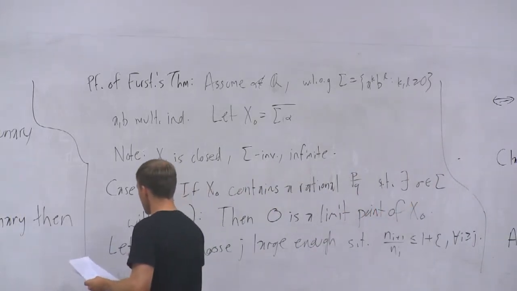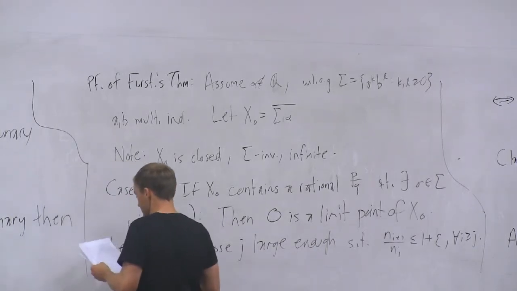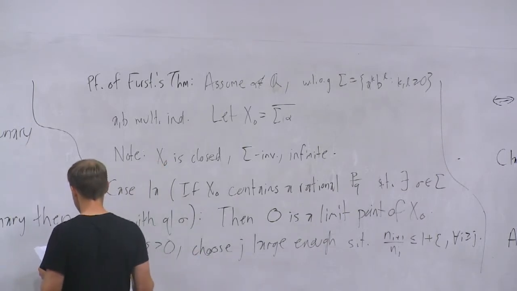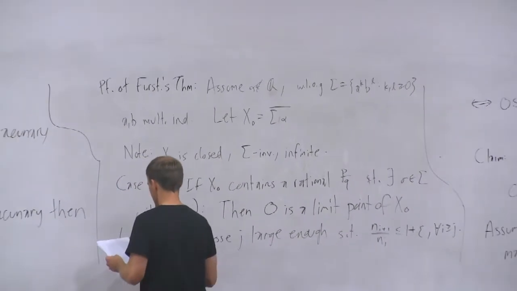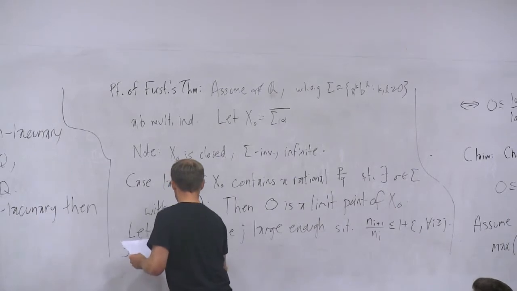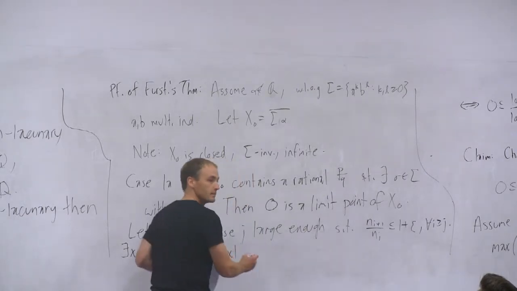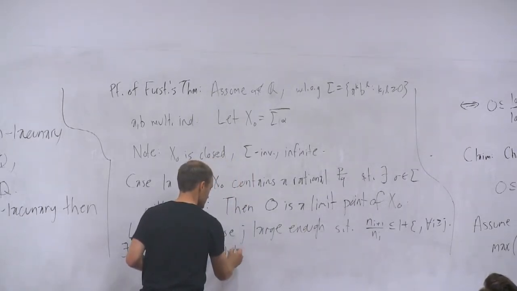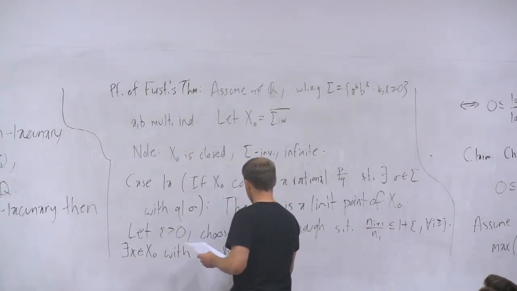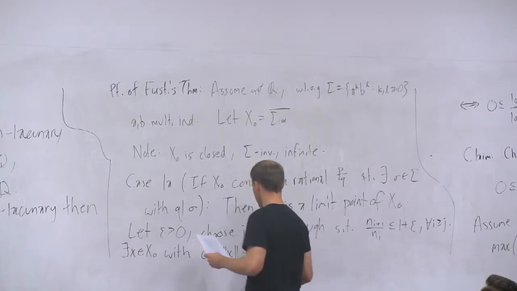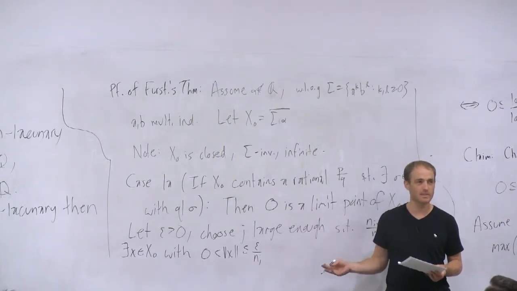Now, the fact that 0 is an accumulation point, let's write down what that means. It means that I can find a point, little x, in my set x0 with the distance to the nearest integer bigger than 0, that's kind of clear, and less than or equal to epsilon over n_j. I don't want to actually pick the point 0. That's the reason why I put the left-hand inequality.